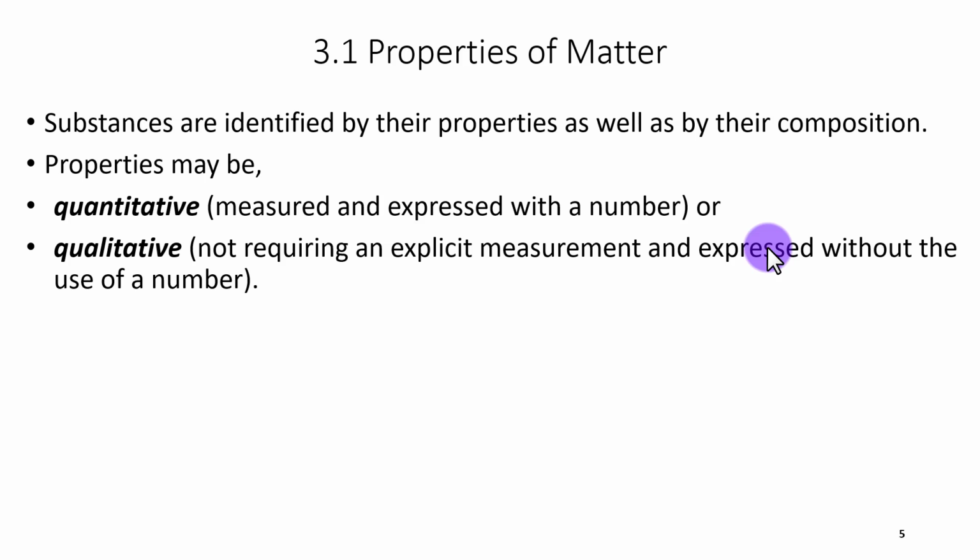Quantitative measurements, on the other hand, are measured and expressed with a number followed by a unit depending on what I'm measuring. For example, if I'm measuring the melting point of a substance, of water, I take a measurement, so it's quantitative, and it's expressed with a number. So let's say for water it's 0, and it's followed by a unit, which is degrees Celsius. I can also express it in Fahrenheit, or I can express it in Kelvin, but it's still a number followed by a unit. So those are quantitative measurements.